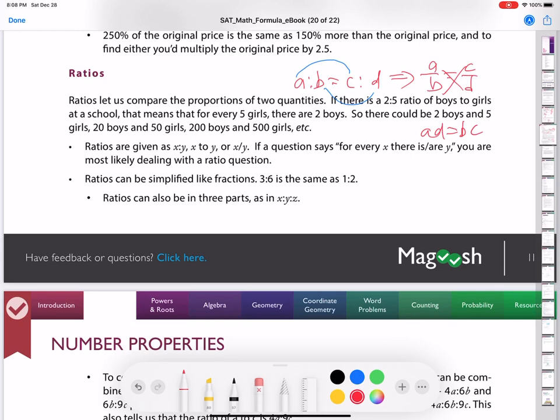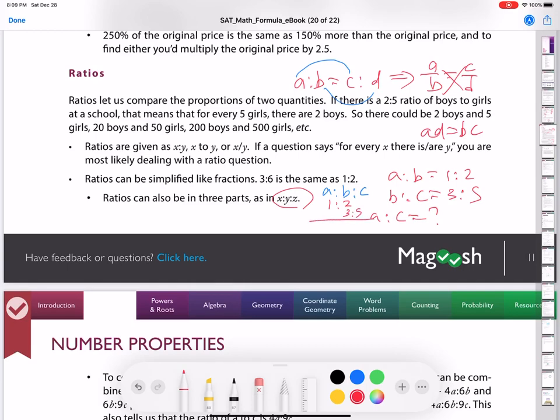Sometimes there are three ratios, right? X to Y to Z, like A to B to C. In three ratio problems, the A to B is given, then B to C is given, and then you find the A to C. For example, A to B is 1 to 2, and then B to C is 3 to 5. What is A to C? How can you find this? Just write A, B, C together: A to B to C.